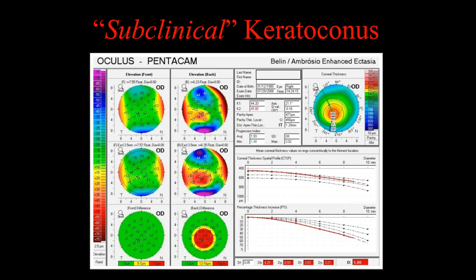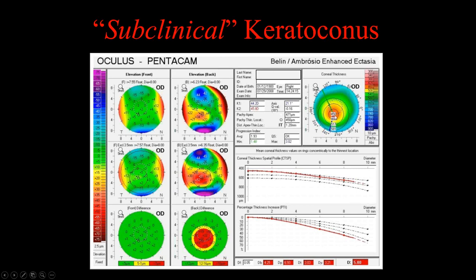So again, for those of you who are familiar with the Belin-Ambrósio display, this is a highly abnormal eye with a normal anterior surface. If you notice all the indices below, they're all red, they're all abnormal, except for the one for the front surface. And again, if you look at the anterior elevation, even with the enhanced reference surface, it is all within normal limits. And if you look at the difference, there's no significant change going from the enhanced to the best fit sphere. The anterior surface is normal. The back surface, highly abnormal.